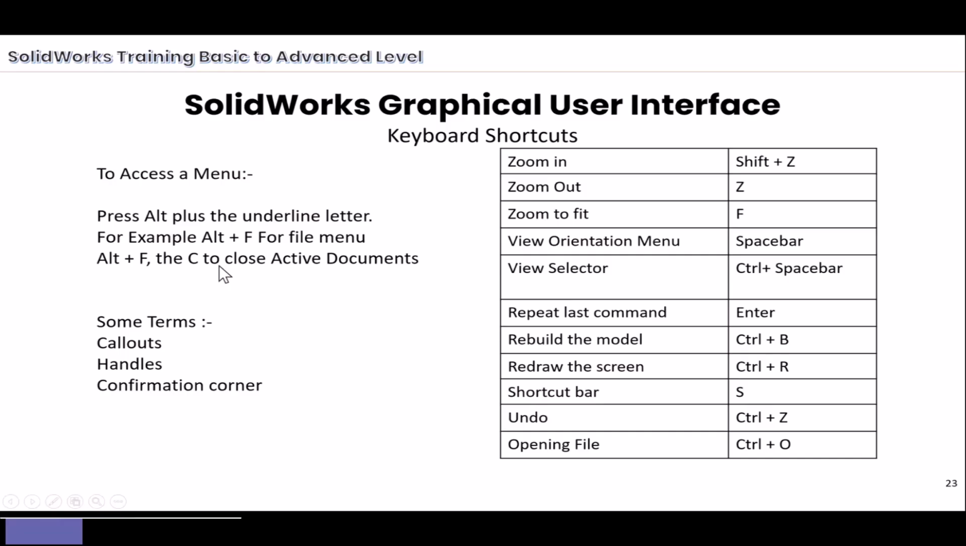So there will be the File menu and other options, and all the letters will be underlined. When you press any letter, that will open that window. So let's see directly in the software how we can do that.